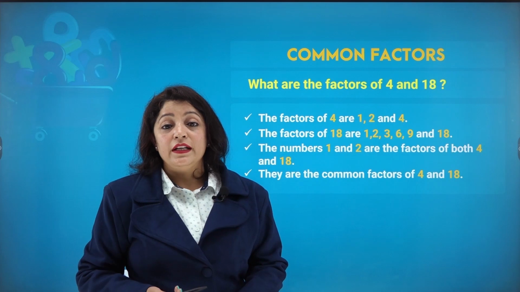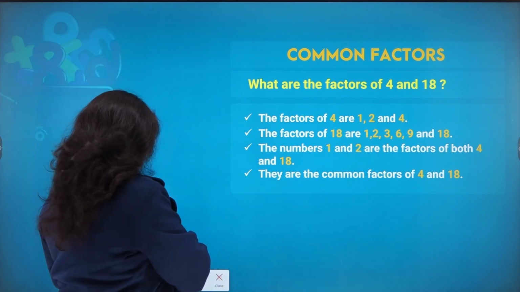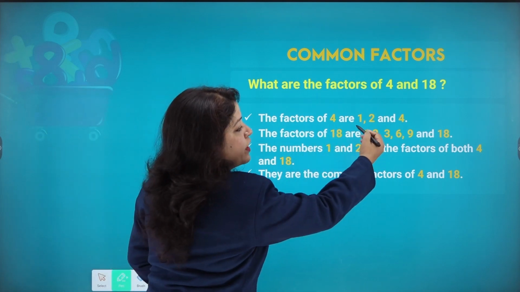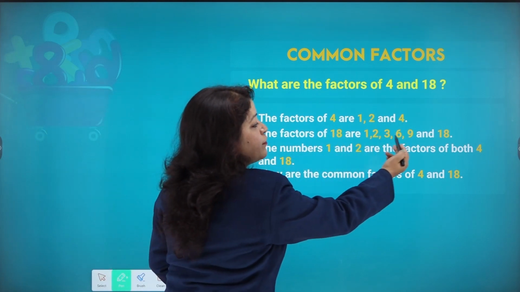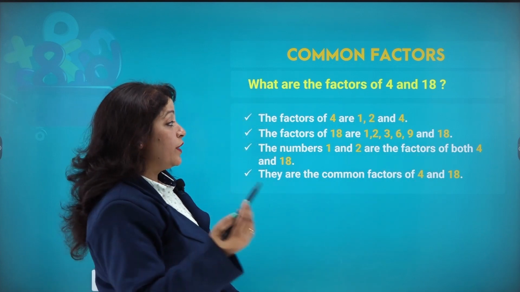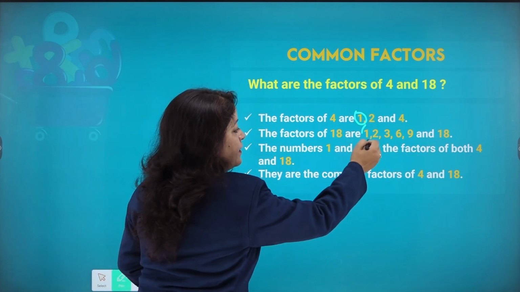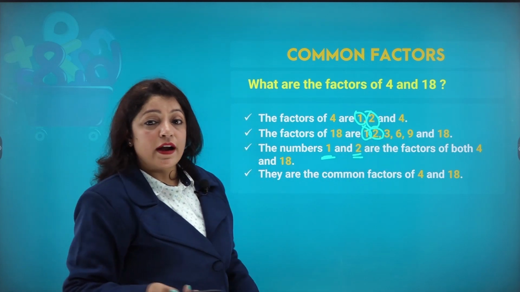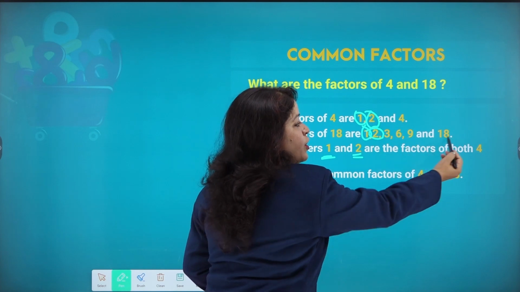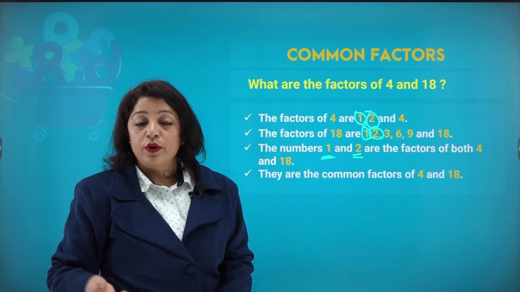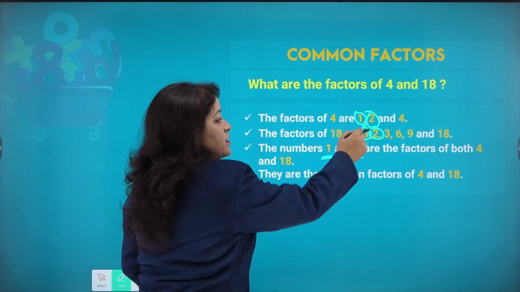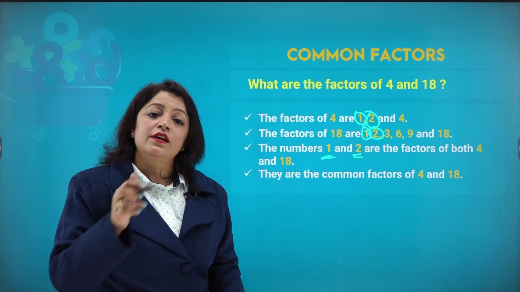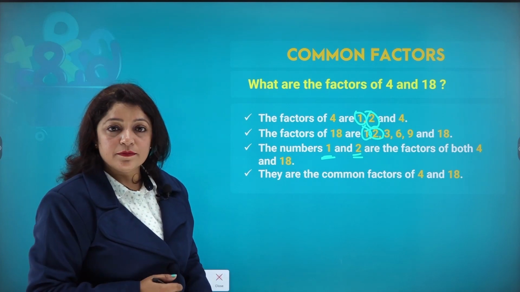After writing the factors of both numbers, 4 and 18, we can find the common factors. The factors of 4 are 1, 2 and 4, and the factors of 18 are 1, 2, 3, 6, 9 and 18. So, what are the common factors here? The common factors are 1 and 2. Is there any other factor which is common? 4 is here but not present in the factors of 18, so it is not a common factor. The common factors are 1 and 2, the only 2 common factors of 4 and 18.